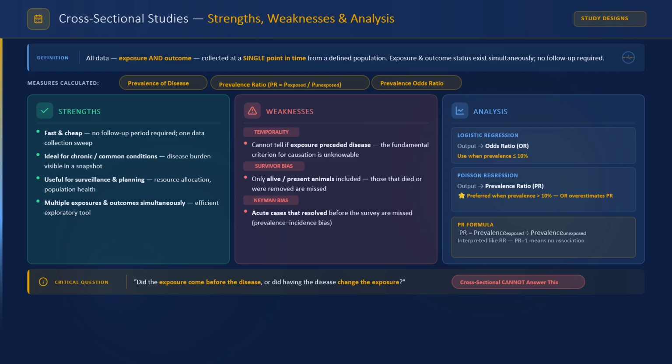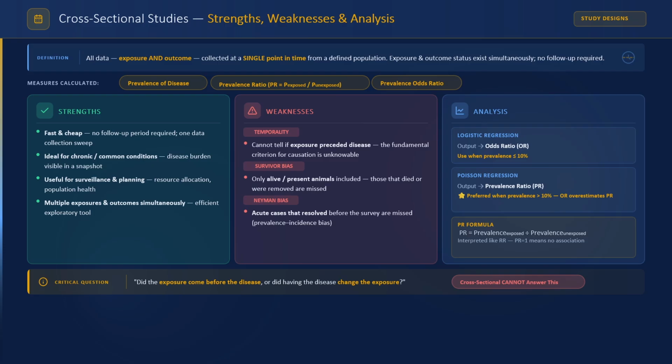Strengths are real. It's fast and cheap. One sweep of data collection. It's ideal for chronic or common conditions where burden is visible in a snapshot. It supports surveillance and resource allocation, and you can look at many exposures and outcomes at once. The weaknesses are what gets tested.